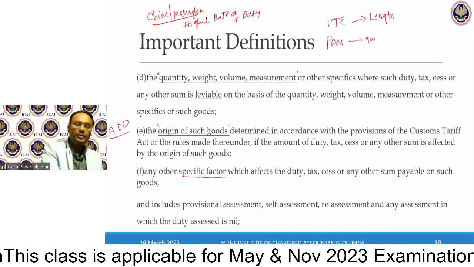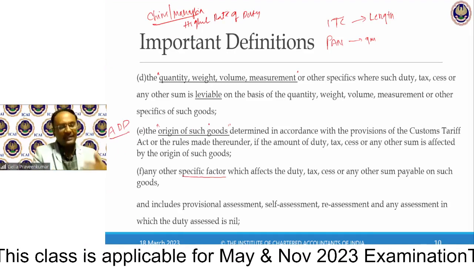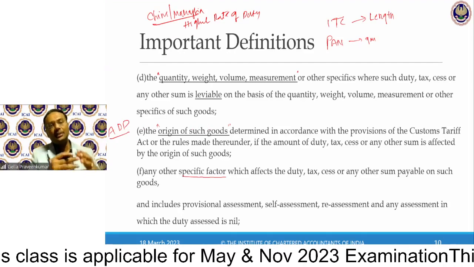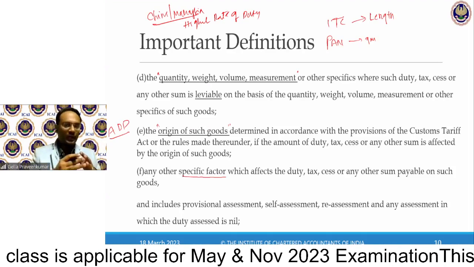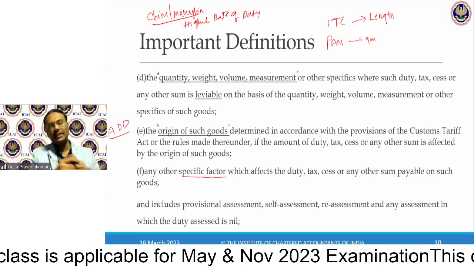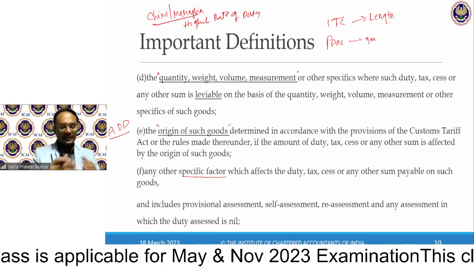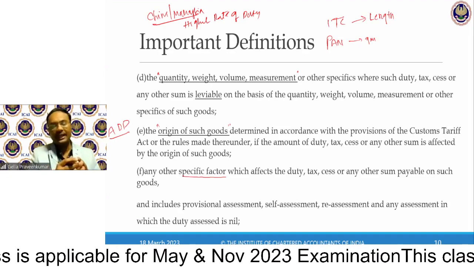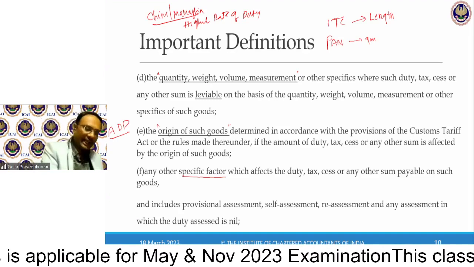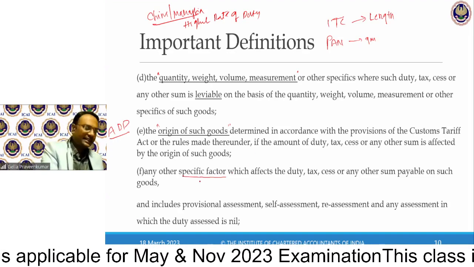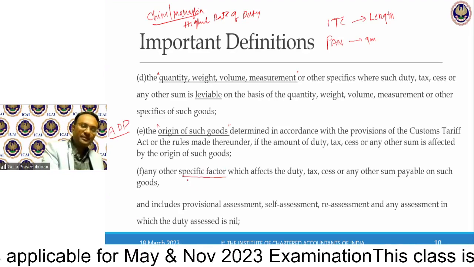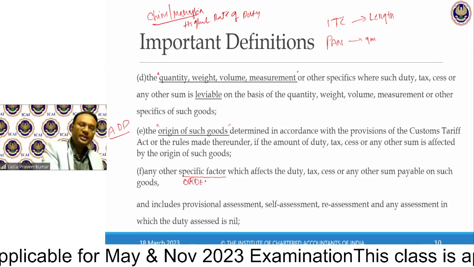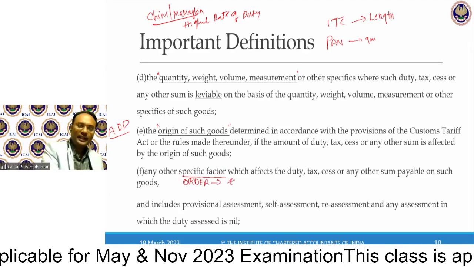When I say origin of goods, I should know from which country the goods are coming in, because this is going to determine the duty in addition to the normal duty that I'm going to pay. So one of them is anti-dumping duty. This is another factor which helps me do the assessment of what duty I have to pay. Last, I have written something called specific factor. I'll give an example. Say there is an order which deals with ethyl alcohol.